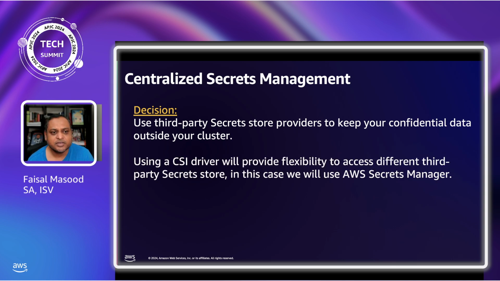So in the centralized secrets management ADR, the decision is to use a third-party secret provider, so the confidential data is secure outside of your cluster, because one of the requirements was we don't want to store sensitive data in the cluster. But how do we load that data without changing the application code? Of course, Kubernetes has a CSI driver. So we'll use a CSI driver that can load the sensitive data on demand. And in our case, we'll use AWS Secrets Manager as an external secrets provider. So you can see here in the decision we talked about what we are doing and some of the reasons around that.